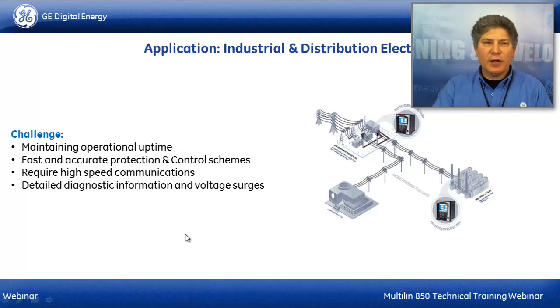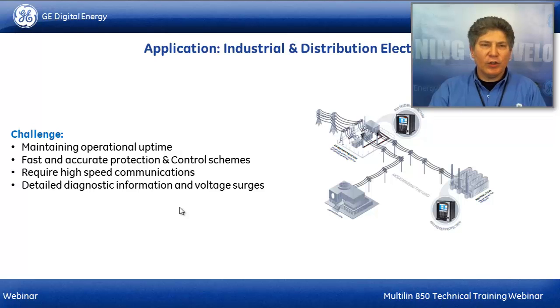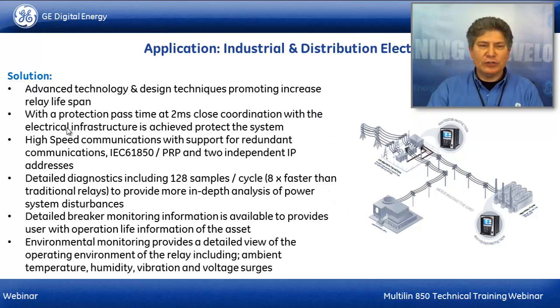Now we're going to look at some applications where we can take a look at what are some of the needs out in the world now. So one of the things here we have is an industrial and distribution electrical feeder system challenge where we're maintaining operational uptime, fast and accurate protection and control schemes. We need high-speed communications and diagnostic information and voltage surges.